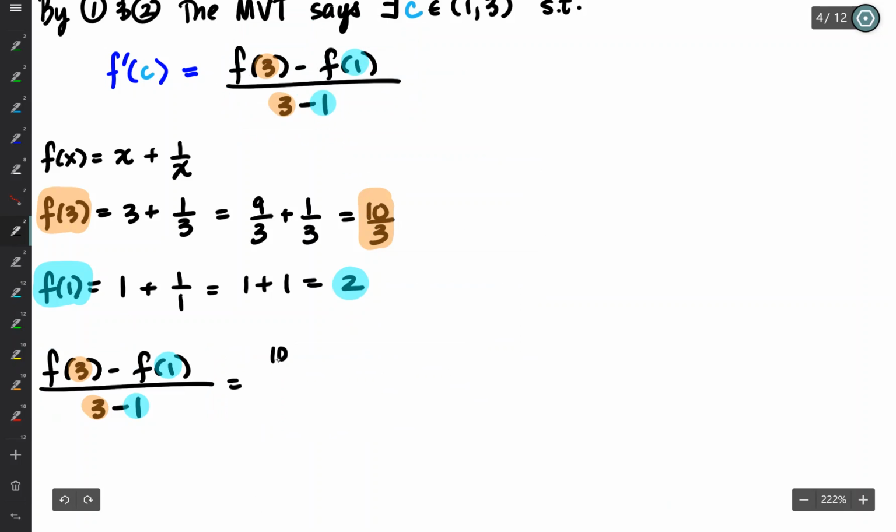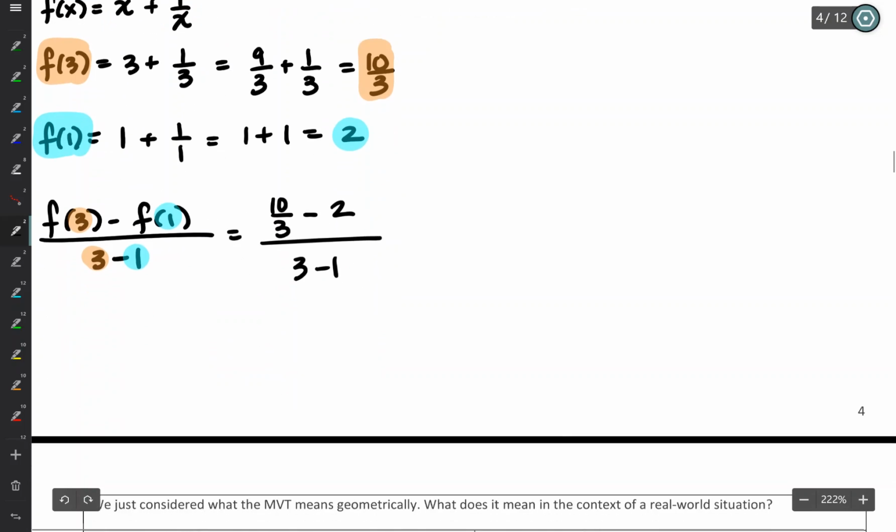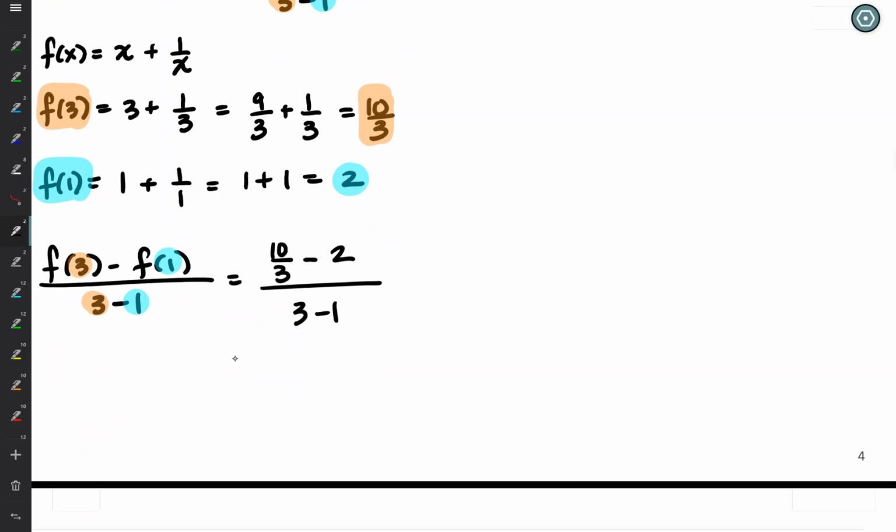F of 3, 10/3, minus f of 1, 2, all over 3 minus 1. 10/3 minus 2 is 10/3 minus 6/3. And then we're going to divide by 3 minus 1. We're going to divide by 2, which is multiplication by a half.